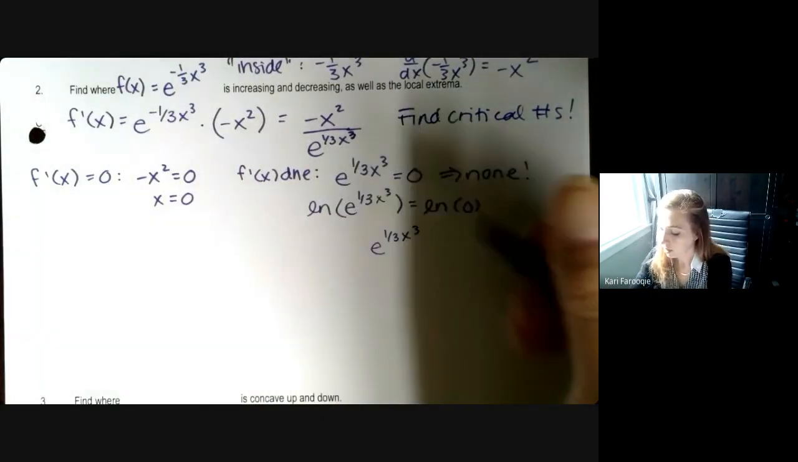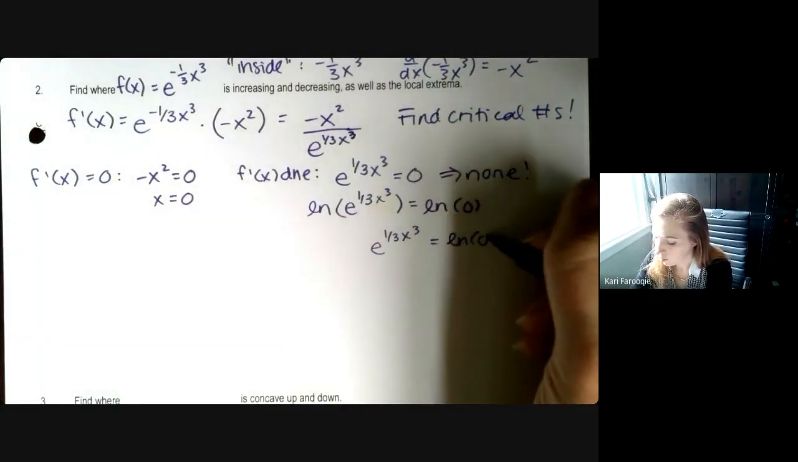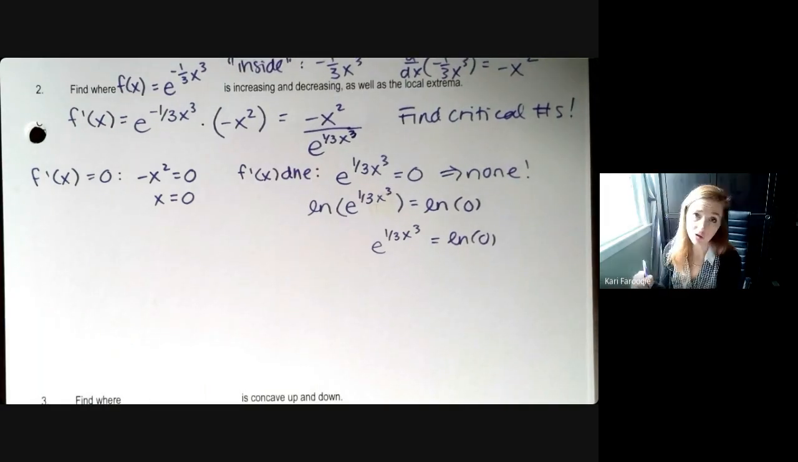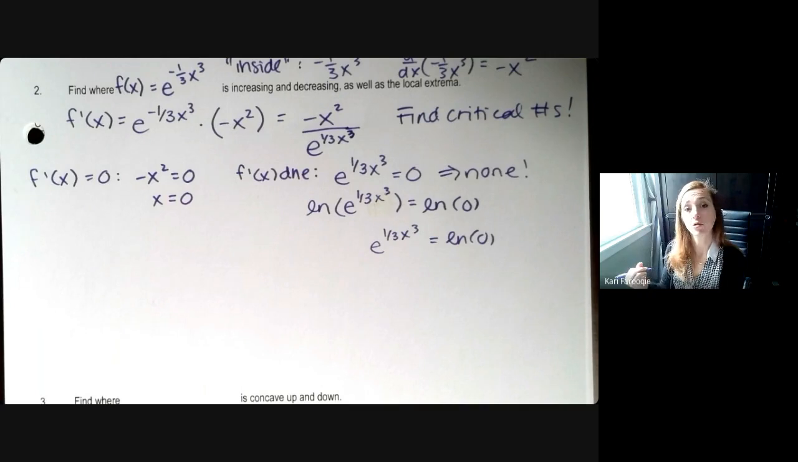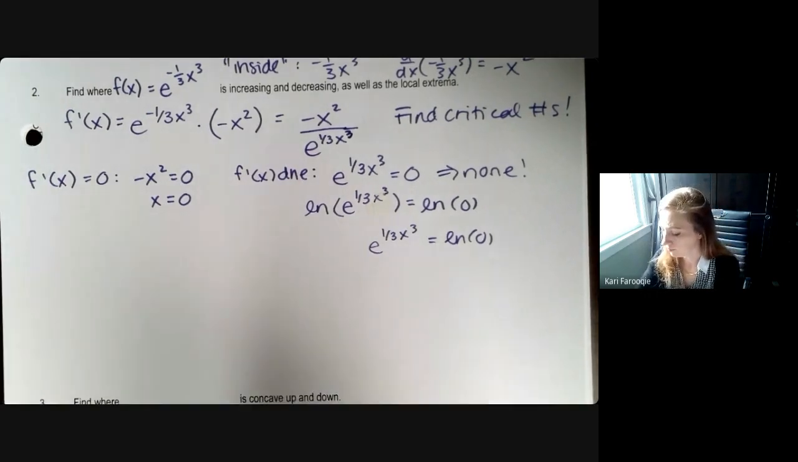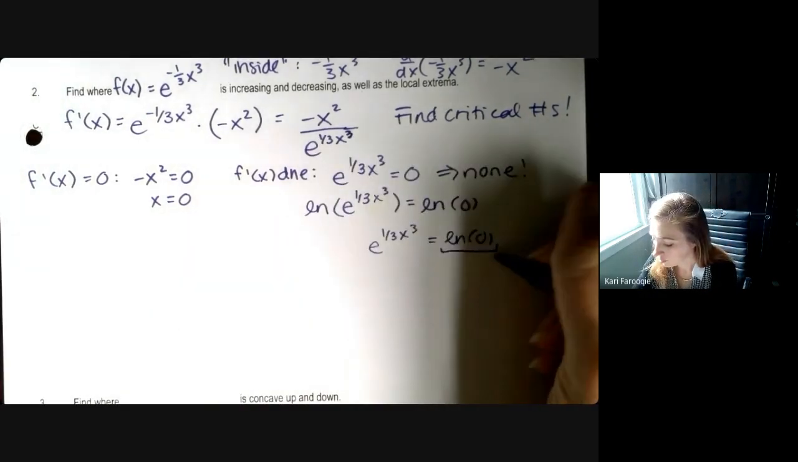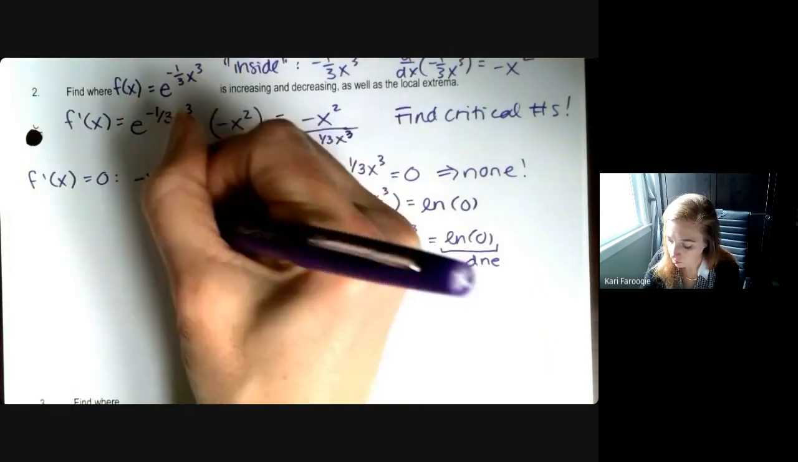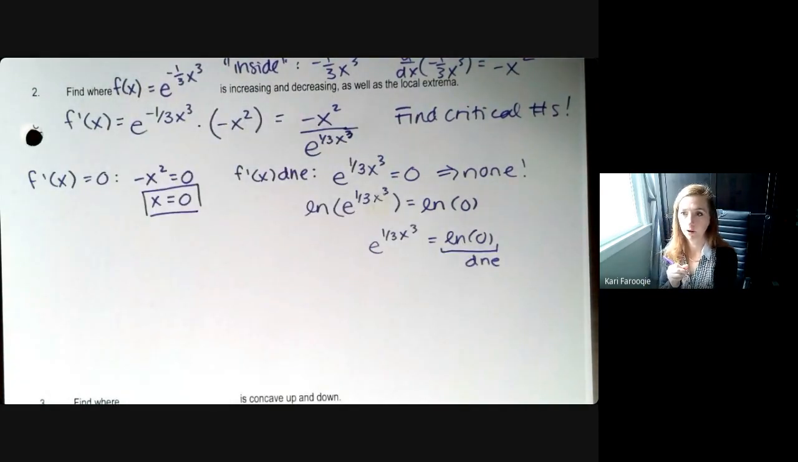Okay, 1/3 x cubed is ln 0, but ln 0 doesn't exist. Remember, you can't take the natural log of 0. When you take the natural log of a number, that number has to be positive, not 0, not greater than or equal to 0. It has to be greater than 0. The natural log of 0 does not exist. So you don't have any critical numbers that could possibly be making this denominator 0. So the only critical number you have is x equals 0 right here.